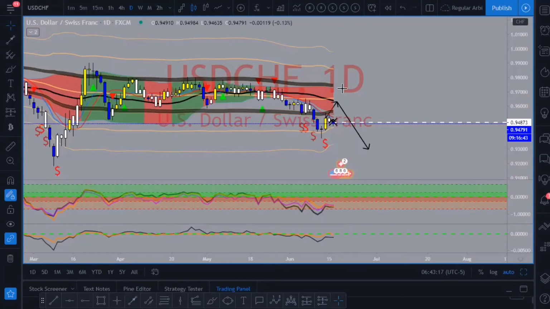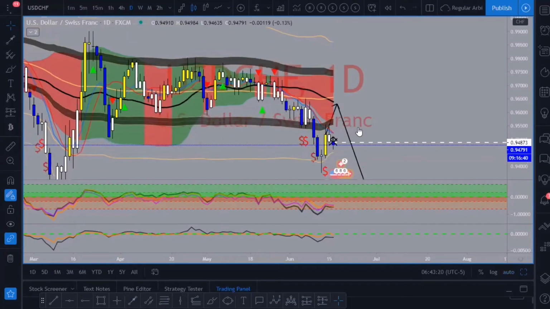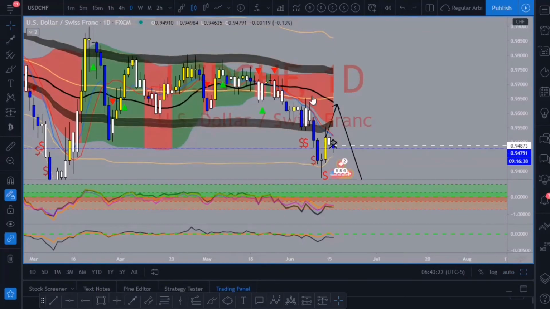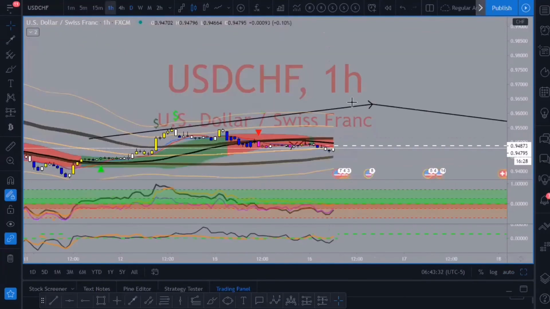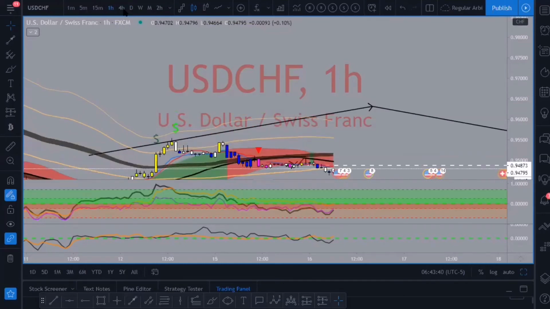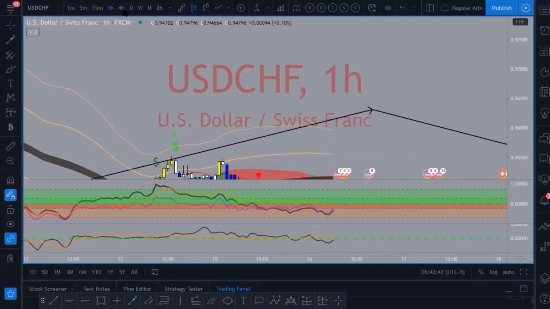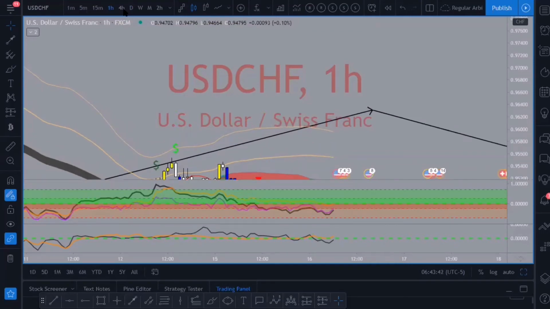USD CHF, I still have the same thing. Let me go into 1 hour. I still do think that the US dollar is gonna gain strength, and therefore USD CHF should go bullish. But that 1 hour is already called for the buy. It hasn't retested the RSI line. I'm gonna delete all this stuff on here.